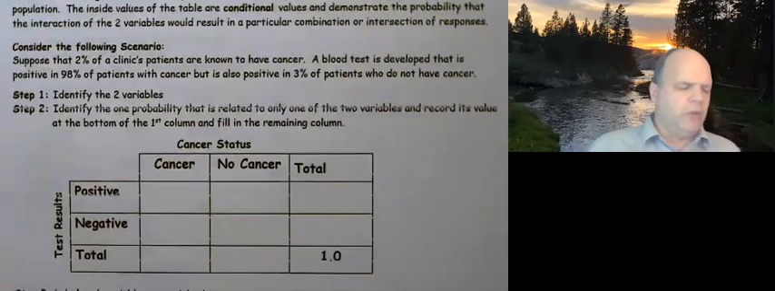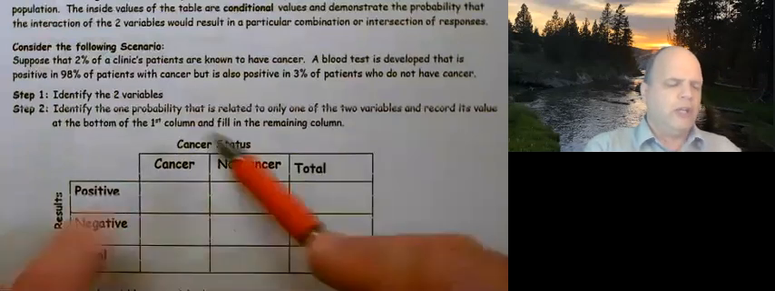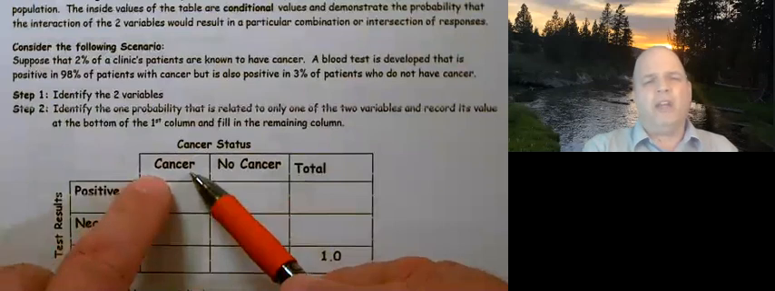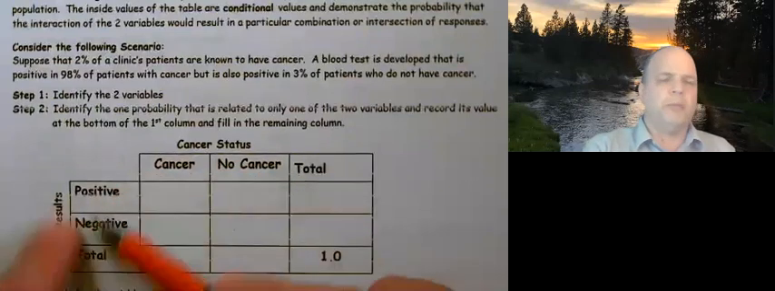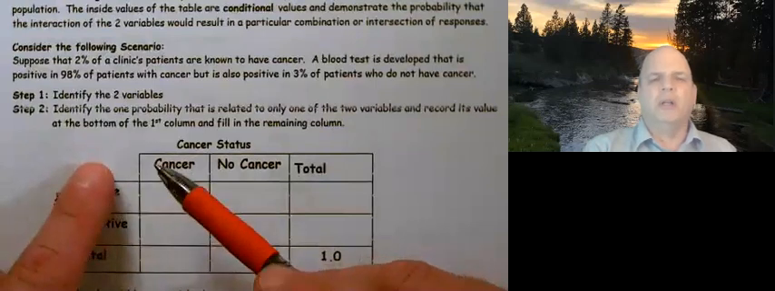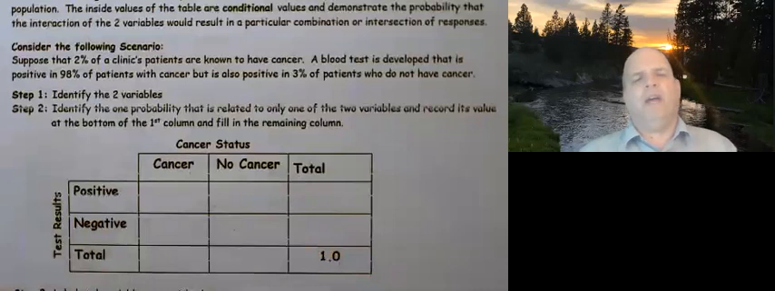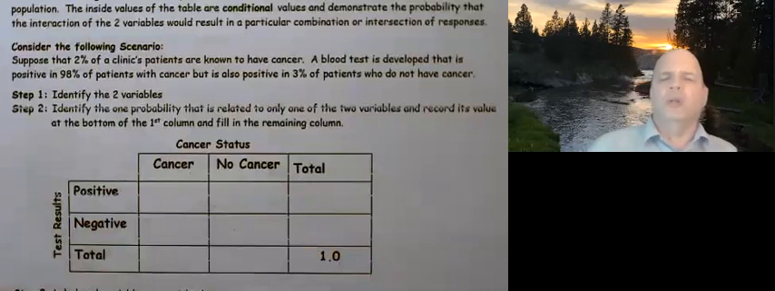Well, our two variables in this case are the test results and your cancer status. Either you have cancer or you don't, and the test results are either positive or negative. Please remember, test results can be wrong. So you can test positive when you don't have it, and you can test negative when you do. So it's not always perfect.